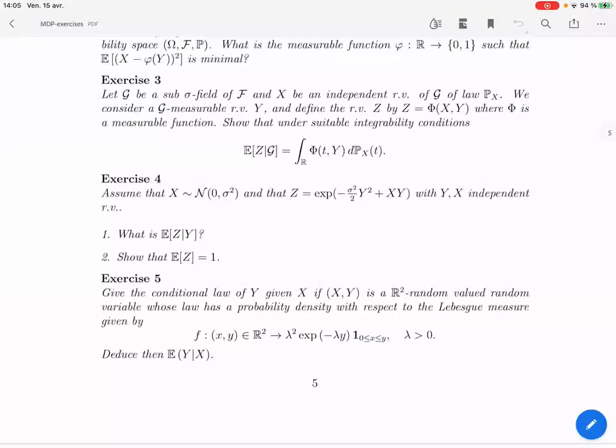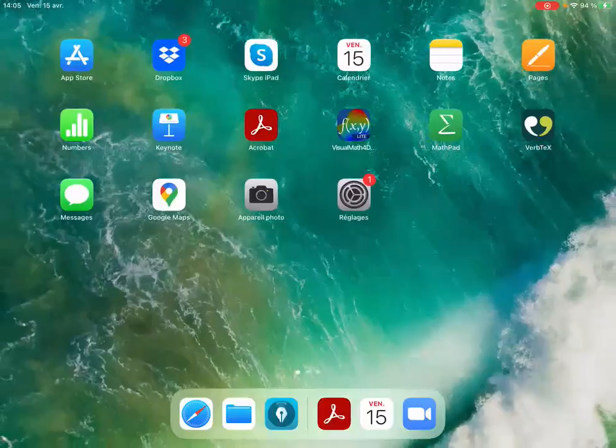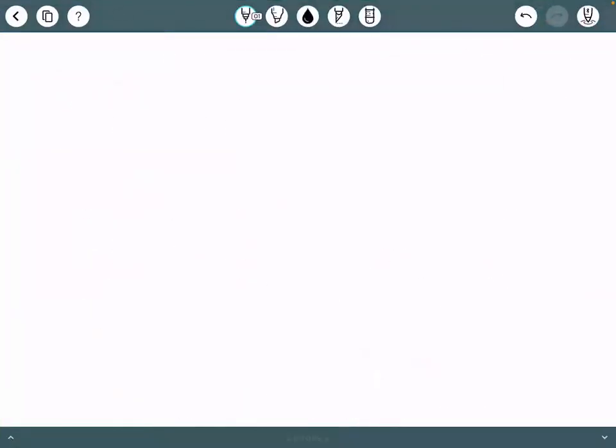Let us continue maybe with the second exercise, exercise 4, in which you have some random variable x, which is distributed like a normal random variable with mean 0 and variance sigma squared. And we take a Z, which is just a function of capital X and Y, where X and Y are independent random variables. Y is independent of X. And the question is to compute the conditional expectation of Z given Y. So let me rewrite what is Z.